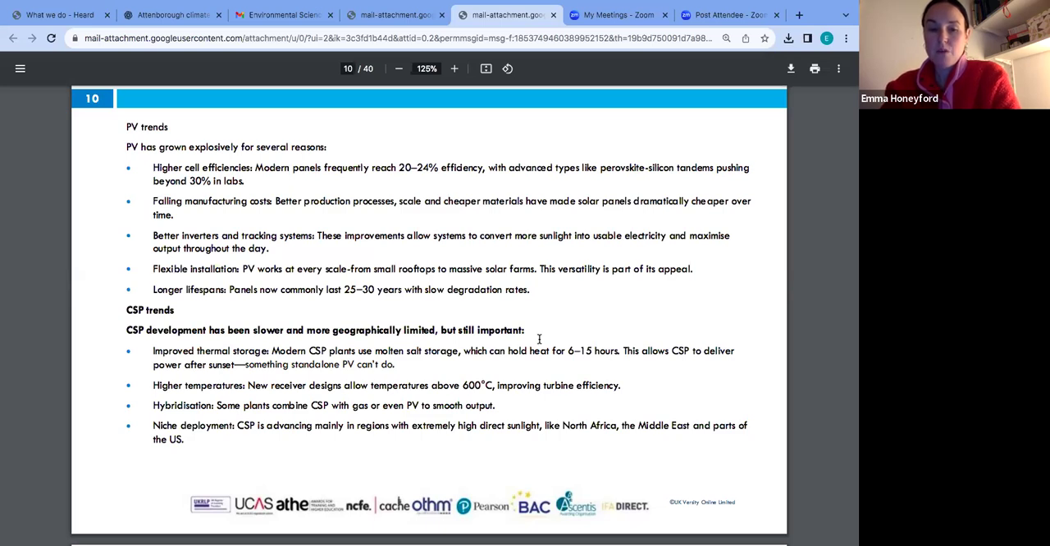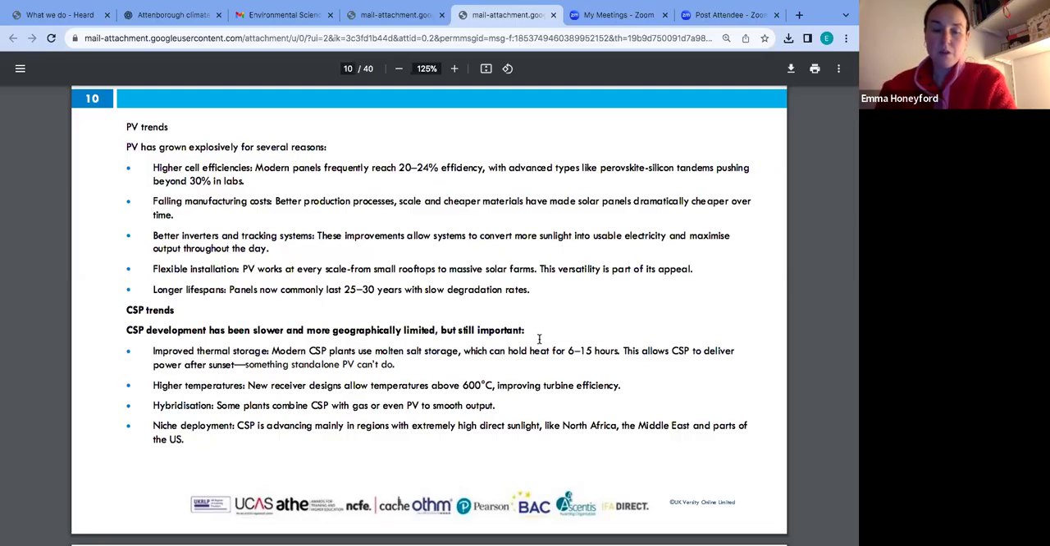Higher temperatures: new receiver designs allow temperatures above 600 degrees, improving turbine efficiency. Then hybridization: some plants do combine CSP with gas or even PV to smooth output, which is becoming common. Something like that will obviously be helpful to its development, to drive that development.